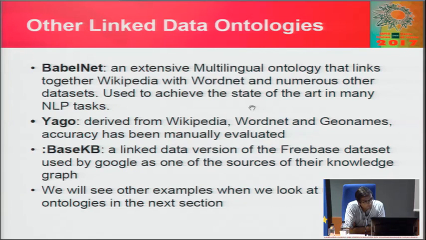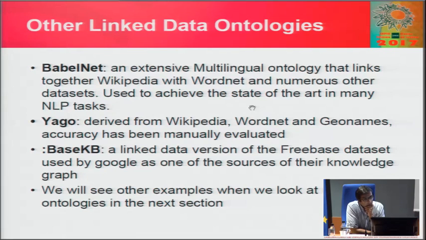So the first of these is BabelNet, which is a really extensive multilingual ontology that links together Wikipedia, WordNet, and a lot of other data sets. And it's become fairly well known, at least within the field of natural language processing, because it's been used to achieve the state of the art for a lot of NLP tasks.